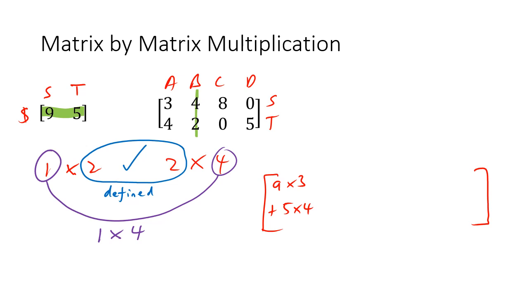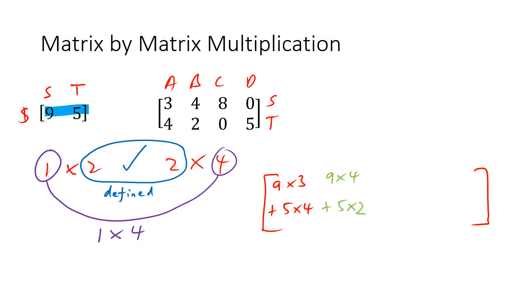So I'll write that in green. It's going to be 9 times 4 plus 5 times 2. All right, and let's do the next one. So let's choose some blue.